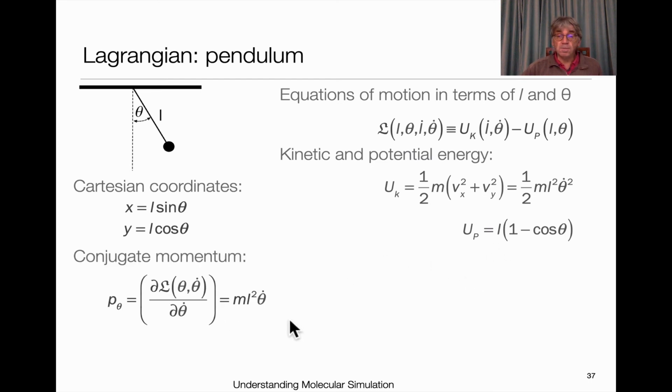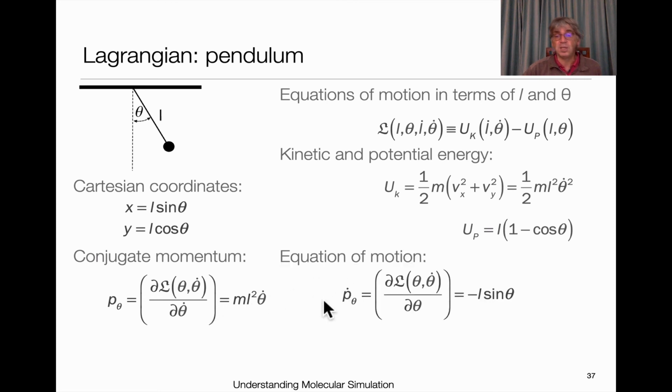Now if we have the expression of the Lagrangian, we can define our conjugate momentum, the conjugate to the variable theta. That is given by the partial derivative of the Lagrangian with respect to theta dot. Here we see the theta dot appearing, and it's m L squared theta dot. And if we have that, we can now write down the equations of motion simply.